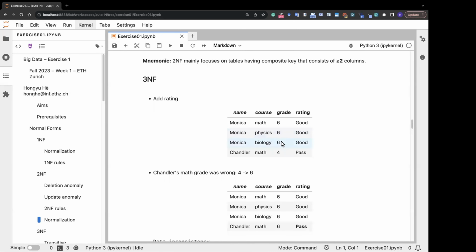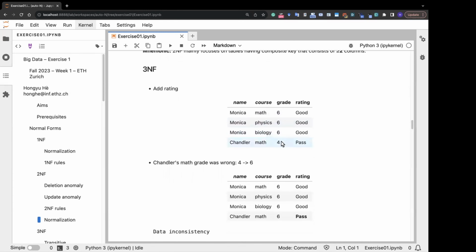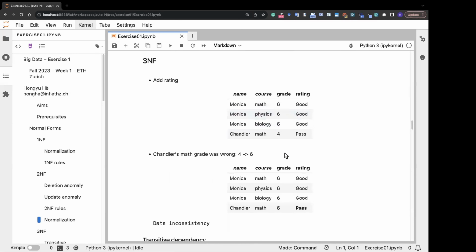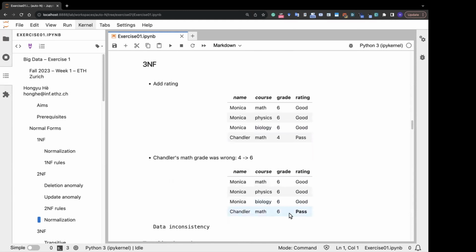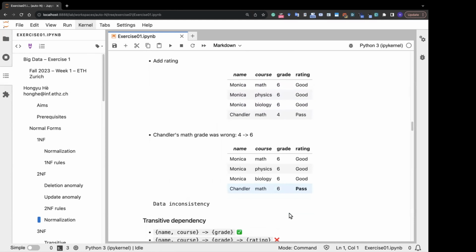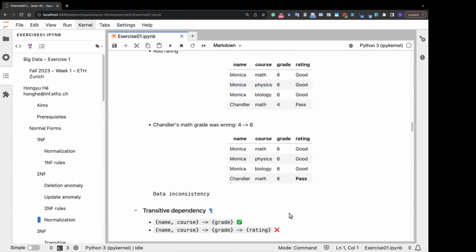But what if Chandler's math grade was wrong, right? We want to update this from 4 to 6. But again, something failed in between, and we couldn't update the rating. So in this case, we created another data inconsistency, and this is due to the transitive dependency.